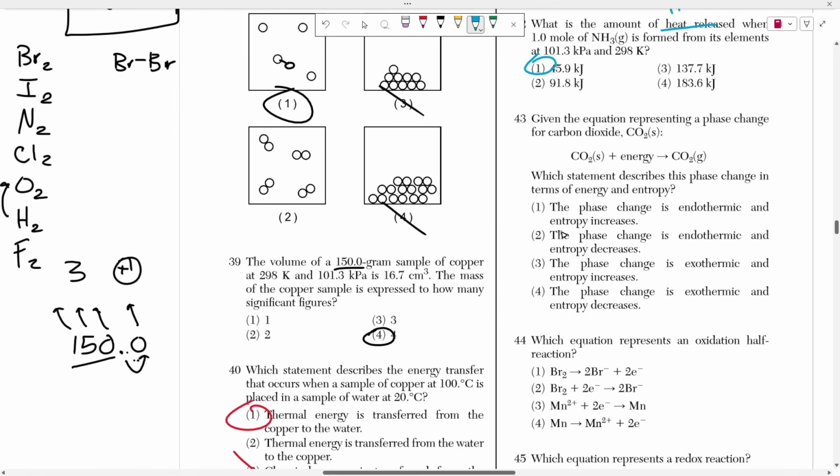Number 43 asks, given the equation representing a phase change for carbon dioxide, which statement describes the phase change in terms of energy and entropy? So energy is going to tell you whether it's released or absorbed, aka whether it's endothermic or exothermic, okay? If energy is released, it's exothermic, right? If energy is absorbed, it's endothermic. Endo meaning going into, exo meaning going out. Okay, so know the difference. Now, entropy is the amount of disorder, right, or the chaos. So notice here how we're going from solid carbon dioxide into gaseous carbon dioxide.